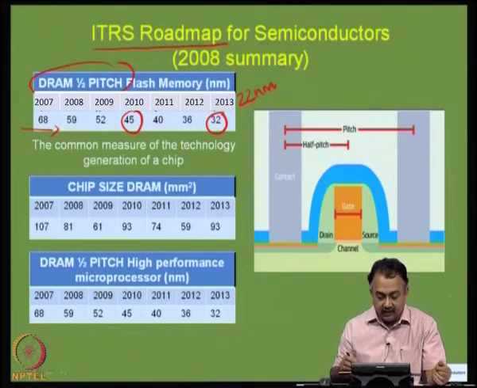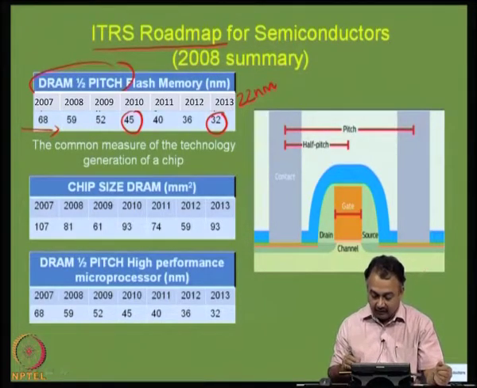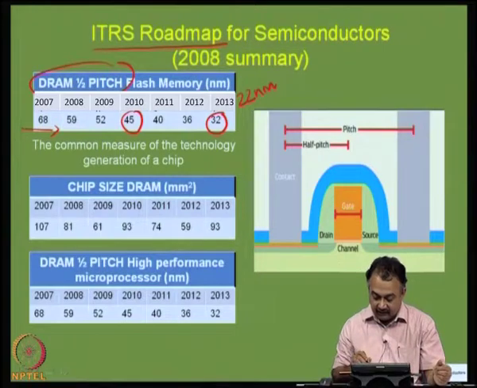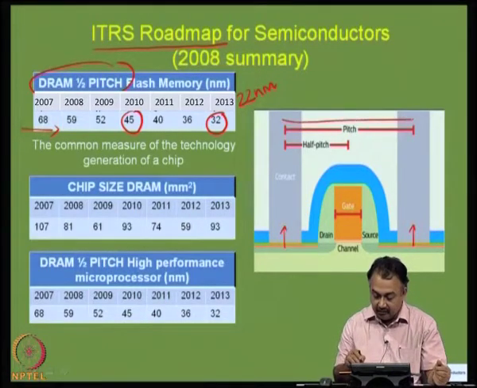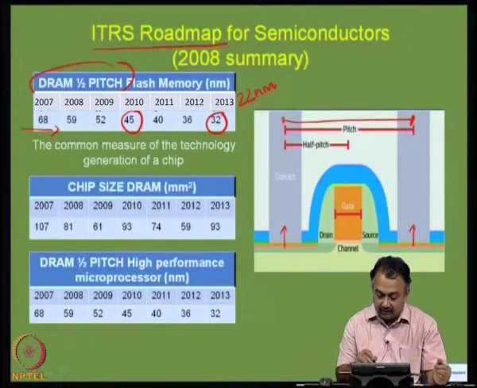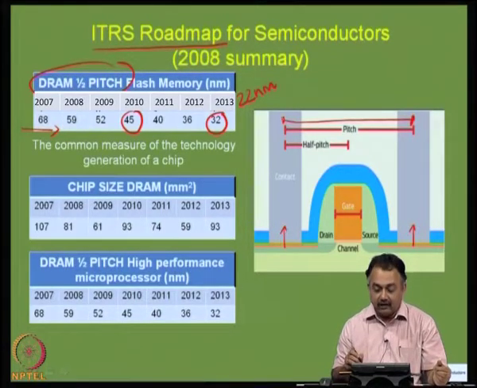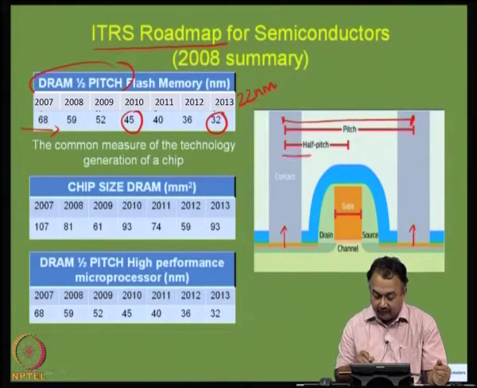So, what is the DRAM half pitch? If you look at the figure here, this is the basic gate that is described or fabricated or realized in the semiconductor process, and these are the electrical contacts. If this is the pitch, the midpoint between the conductors, defining the pitch, then the half pitch will be this one, that is from the gate to the contact.